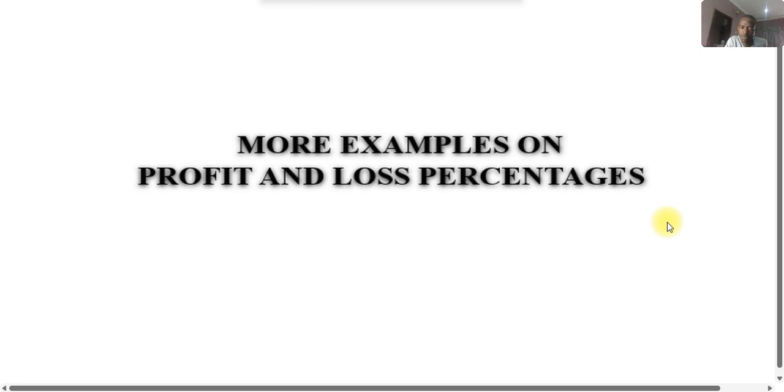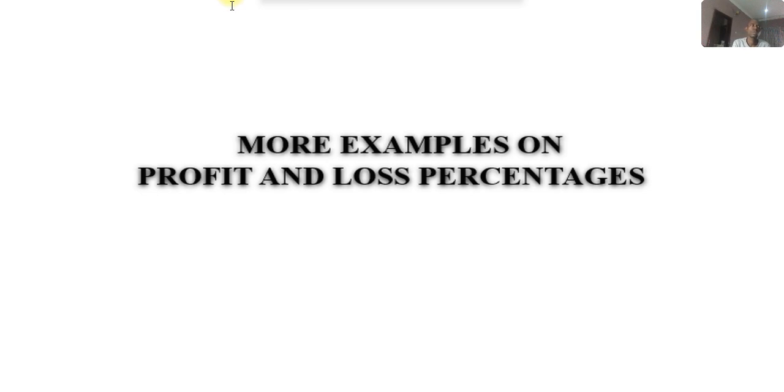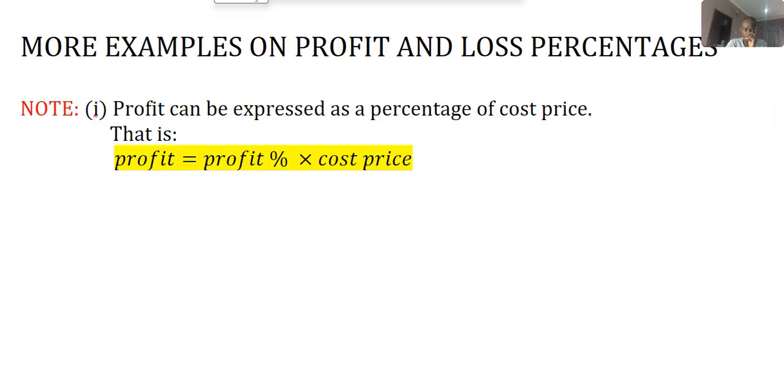Today we are going to proceed from where we stopped. The last time we met, we actually spoke about profit and loss percentages. So we want to consider more examples, because the kind of questions that we treated the last time is not the only type of question that we can encounter when it comes to profit and loss percentages. So let's proceed. Now, more examples on profit and loss percentages.